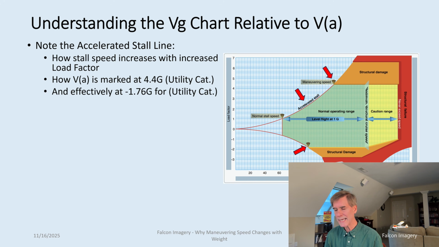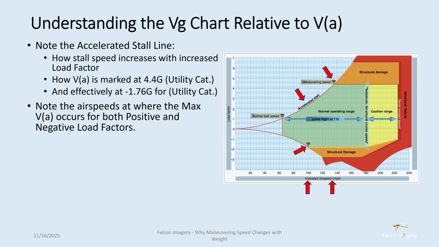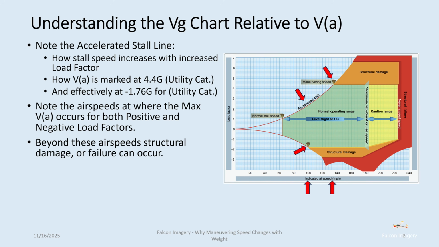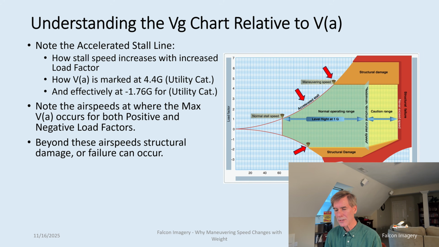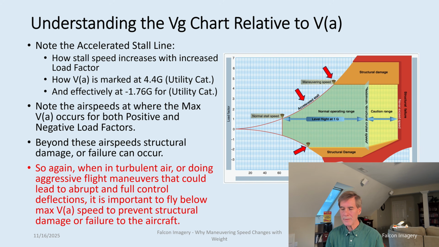And similarly, there's one on the negative side here at 1.76 Gs. And then notice the airspeeds where the max VA occurs for both the positive and the negative load factors in this generic figure. So beyond these airspeeds, structural damage or failure can occur to the aircraft when pulling those types of Gs. So again, when in turbulent air or doing aggressive flight maneuvers that could lead to abrupt and full control deflection, it is important to fly below max VA speed to prevent structural damage or failure to the aircraft.